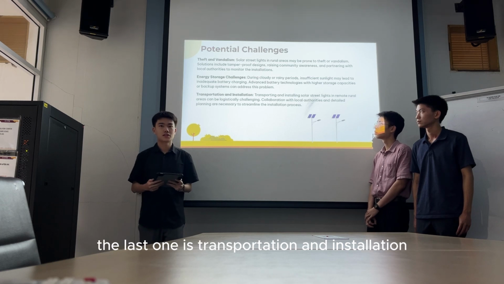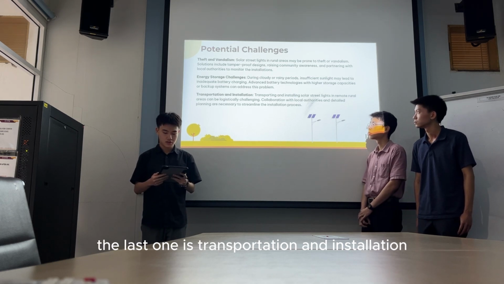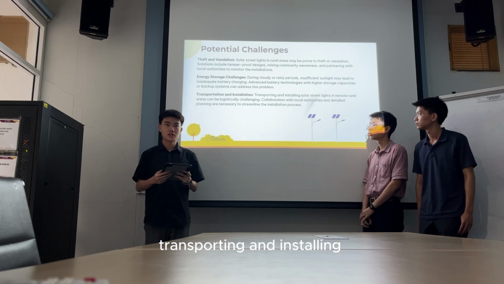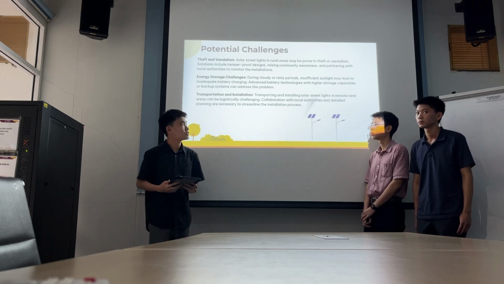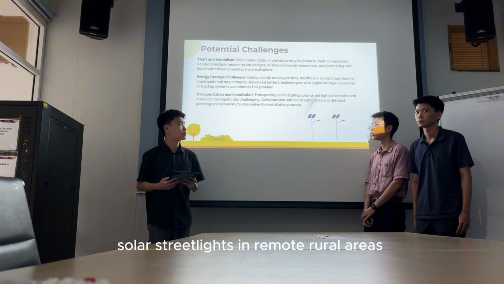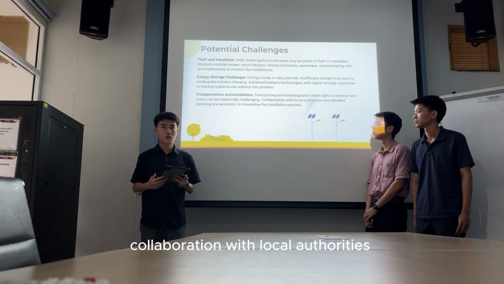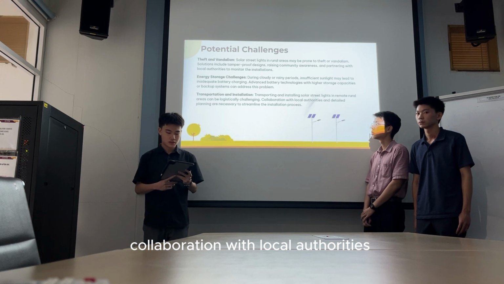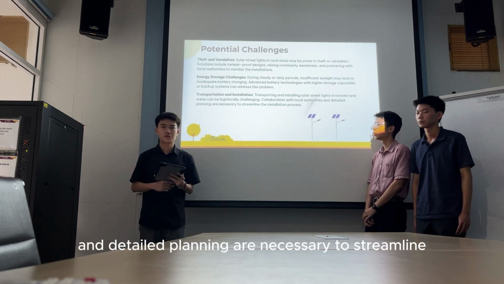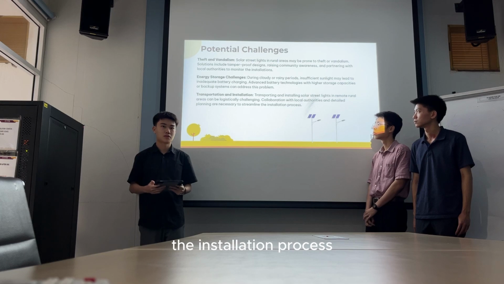The last one is transportation and installation. Transporting and installing solar street lights in remote rural areas may be logistically challenging. So collaboration with local authorities and detailed planning are necessary to streamline the installation process.